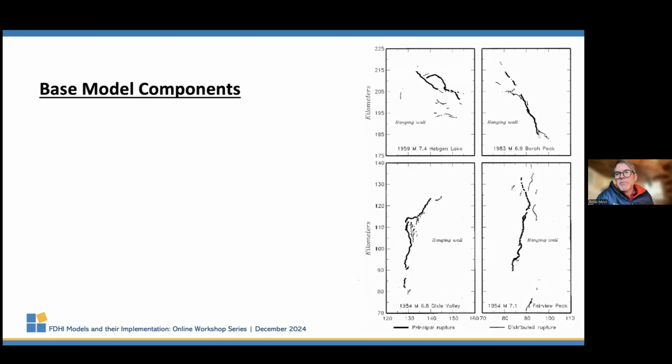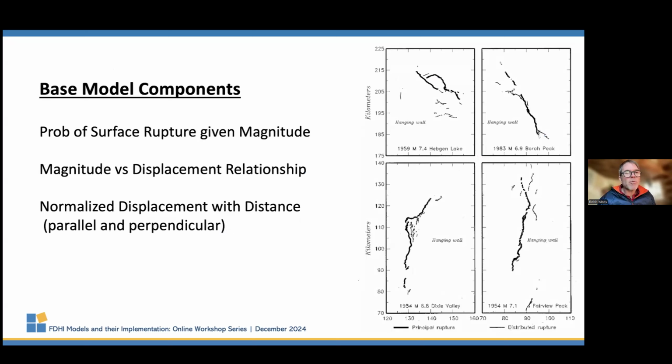Here I'm showing some principal and distributed displacements. This was from the Yucca Mountain work. And the base model components that we see in PFDHA is that there's a probability of surface rupture given magnitude. And as Rui mentioned, there's a lot of variability. This particular probability distribution could have a huge impact on the hazard curves. And then we have magnitude versus displacement relationships. And then we have normalized displacement with distance. And this could be along strike, or this could be off of strike. So we could be talking about principal or distributed displacements.